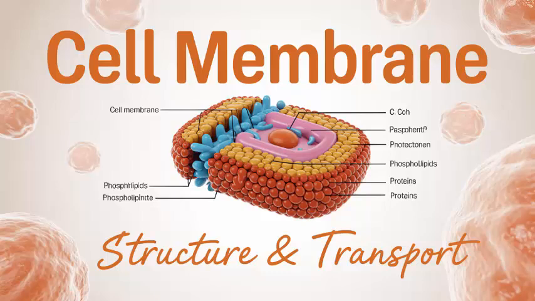What types of substances can pass through the lipid layer of the cell membrane? Oxygen, carbon dioxide, alcohol. Yes, lipid soluble substances. Very good. The answer is lipid soluble substances, and two examples are O2 and CO2.